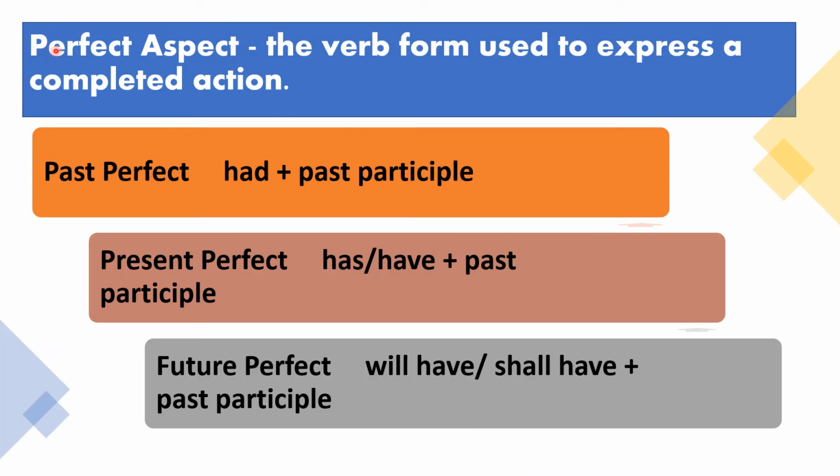For the perfect aspect, it is the verb form used to express a completed action. For the past perfect, we have had plus the past participle. For present perfect, we are going to use either has or have plus the past participle of the verb. For the future perfect, we are going to use will have or shall have plus the past participle of the verb.